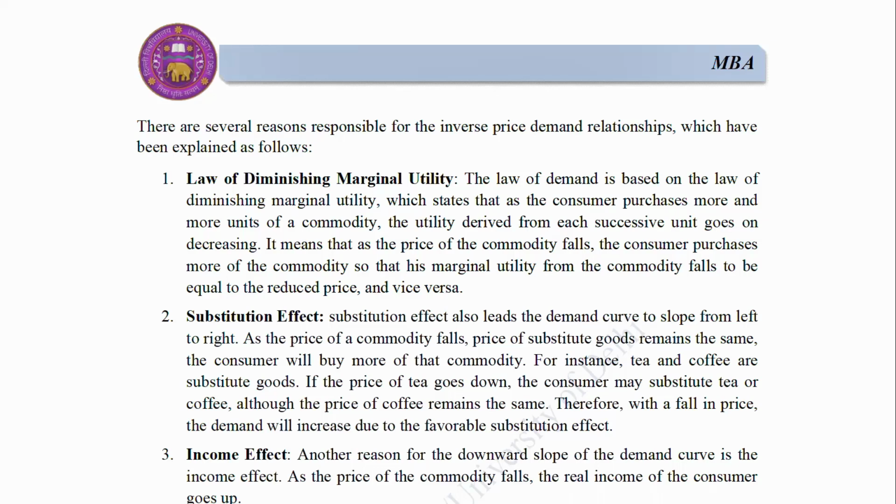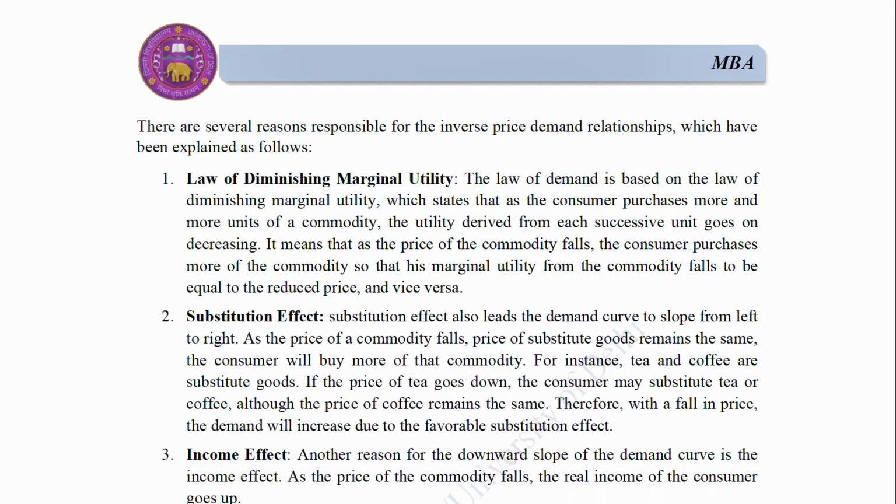Second, substitution effect. Substitution effect also leads the demand curve to slope from left to right. As the price of a commodity falls, price of substitute goods remains the same. The consumer will buy more of that commodity. For instance, tea and coffee are substitute goods. If the price of tea goes down, the consumer may substitute coffee with tea, although the price of coffee remains the same. Therefore, with the fall in price, the demand will increase due to the favorable substitution effect.